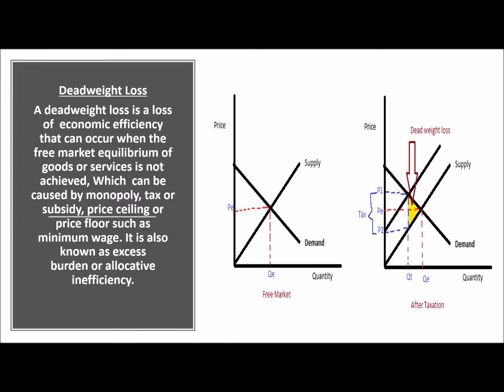And you can see that the triangle colored in yellow is the deadweight loss. So this is the loss that the market is going to suffer after the imposition of the tax.